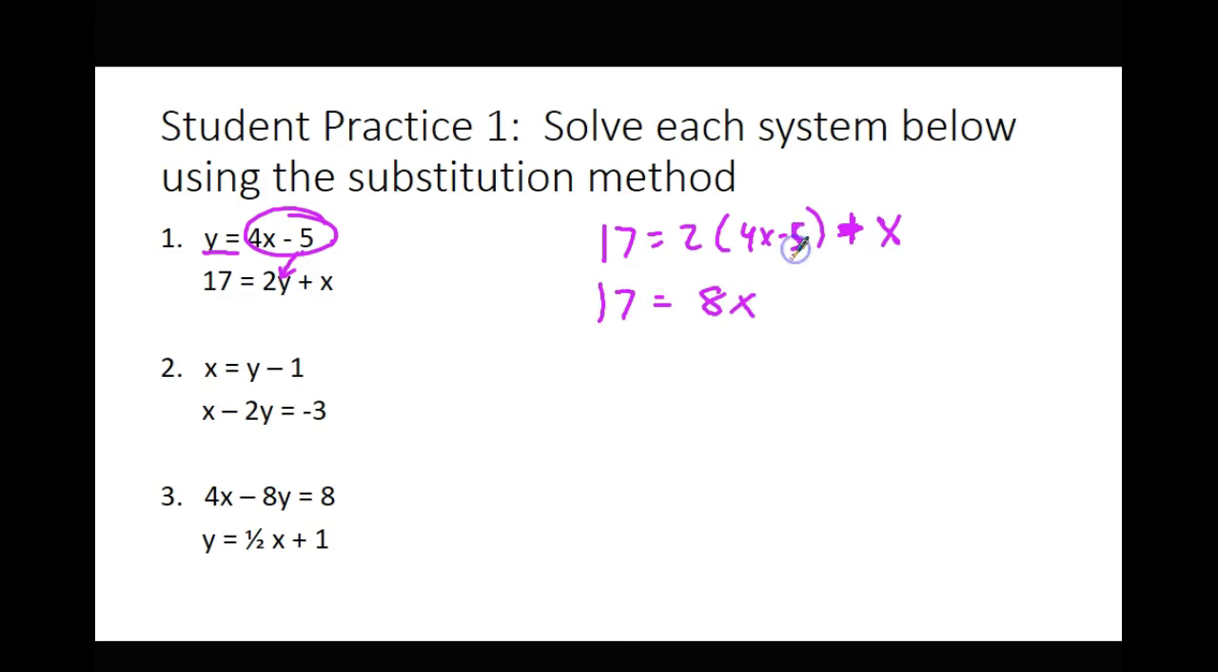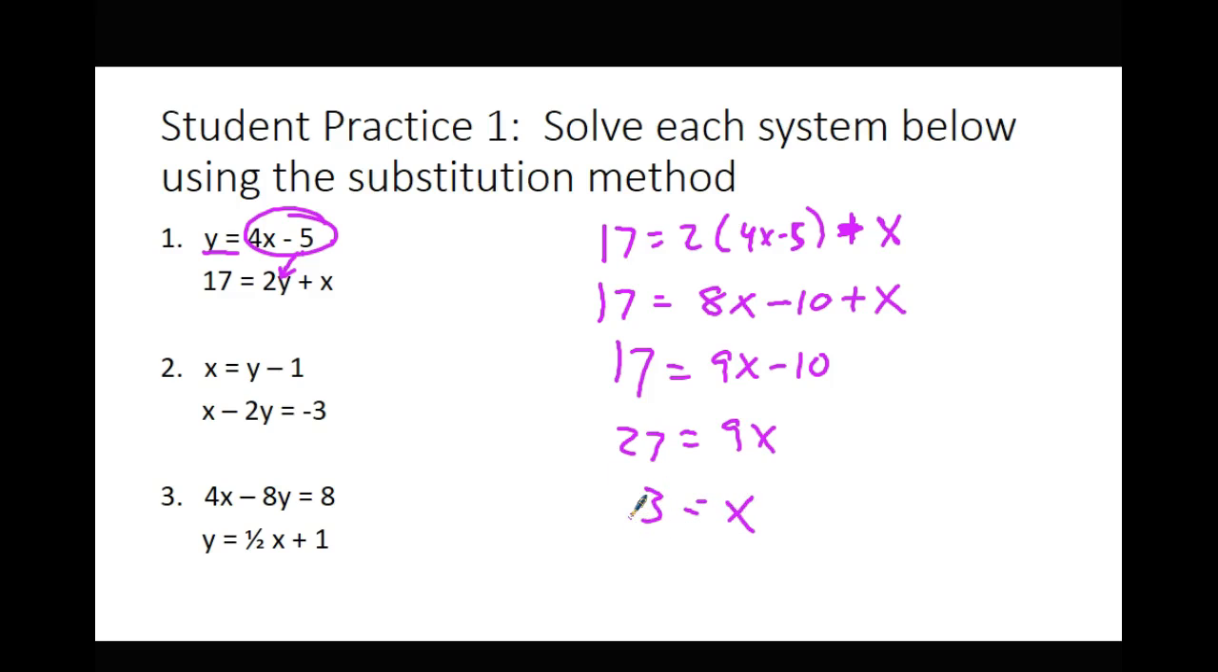8x, is that minus 10? Did I write that right? 8x and 1x makes 9x. Add the 10 on both sides, you get 27. Divide both sides, you get 3. All right. Next, I'm going to ask Eric, what do we do at this point, Eric?